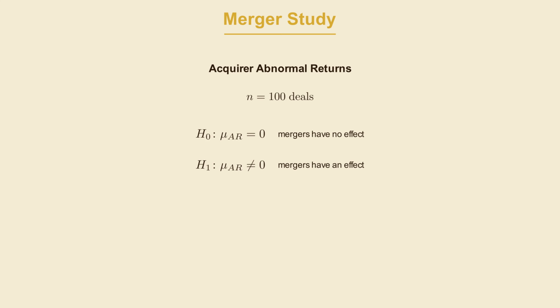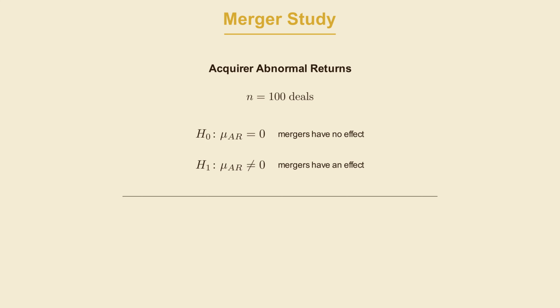That framing is doing real work. The researchers are not starting from mergers probably help, they are starting from mergers have no effect, and here is the evidence that moves us away from that belief. If the evidence is not strong enough, then you end up staying with the null. The claim of an effect has to earn its way in.